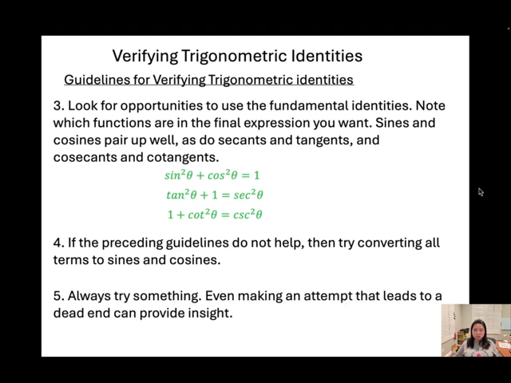Number 5, always try something. Even making an attempt that leads to a dead end can provide insights. So just try your best. Think about all the formulas, or convert to sine, cosine, or tangent, secant, to see if you have any idea how to make it look like the right hand side.